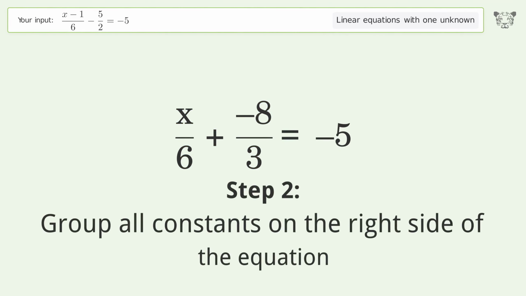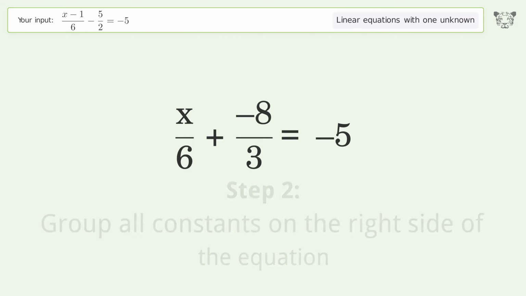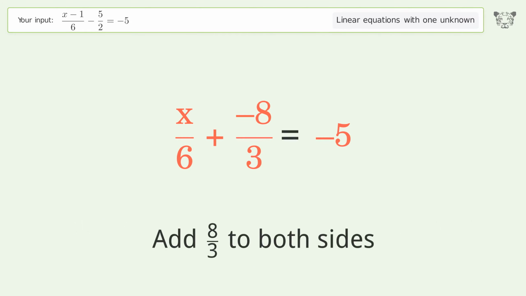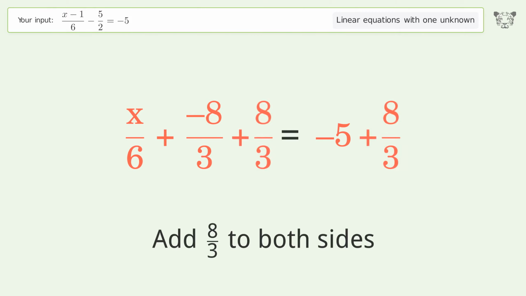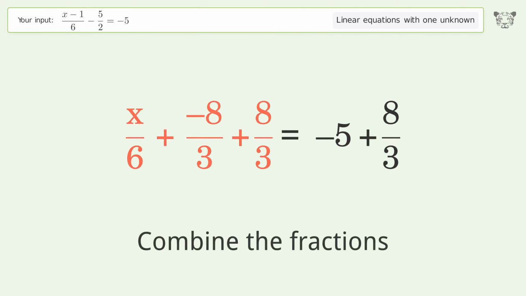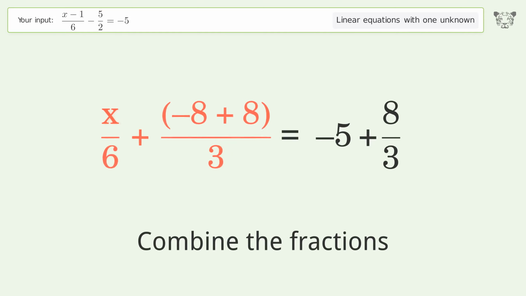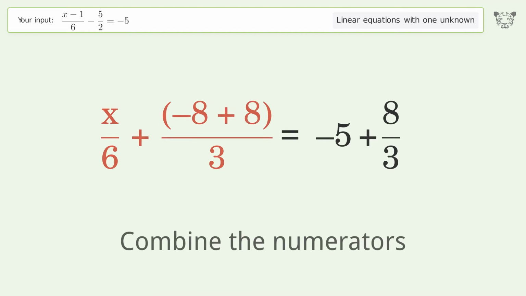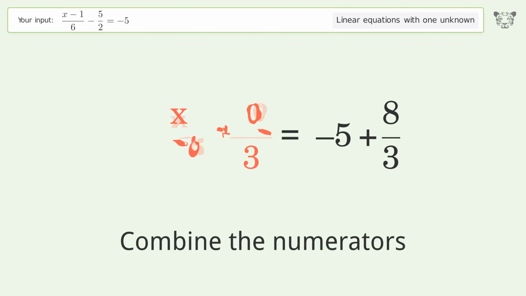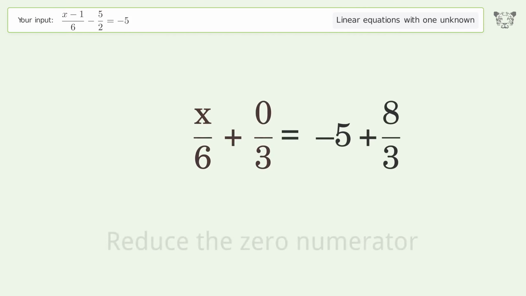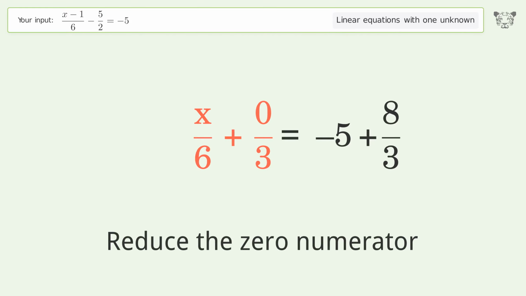Group all constants on the right side of the equation. Add 8/3 to both sides. Combine the fractions. Combine the numerators. Reduce the zero numerator.